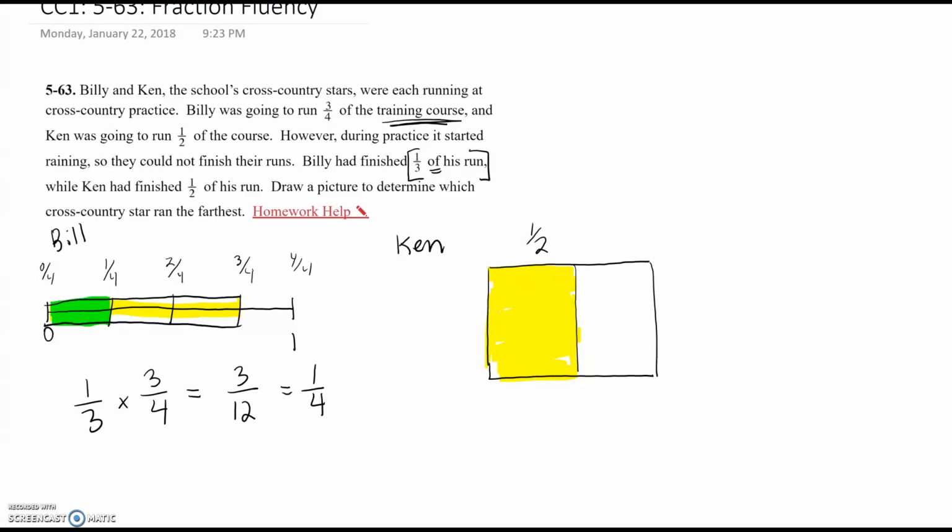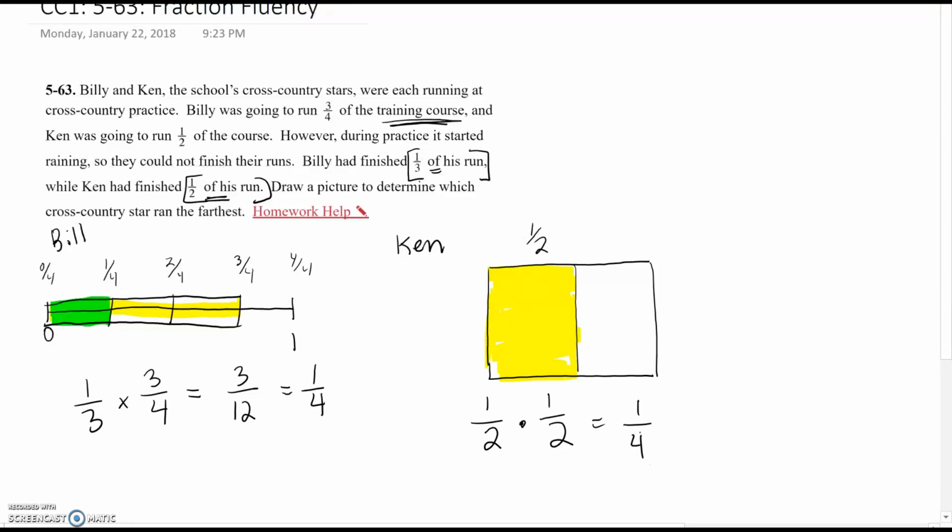And that's exactly what we have. We have 1/4, which is 1/4 of the entire track. That's what Billy did. Let's take a look at Ken. Ken says he did half of his run. So Ken did 1/2 of the 1/2 run that he was going to do, which also is 1/4.